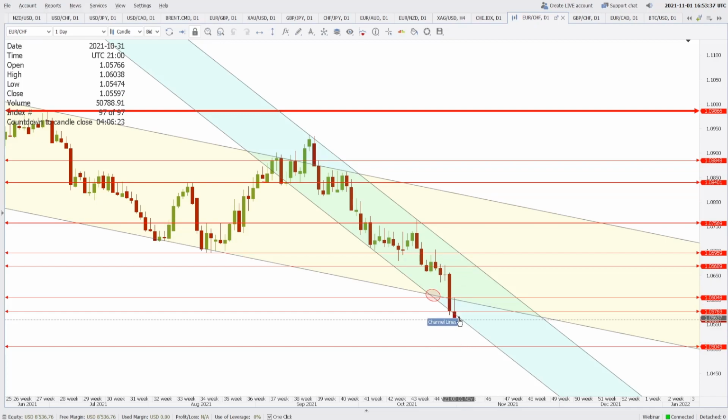This is not in a place where you can sell this market, because the risk to reward ratio will be very small if you look for 1.0504 as the target if you want to sell it. So just stay away from this market.